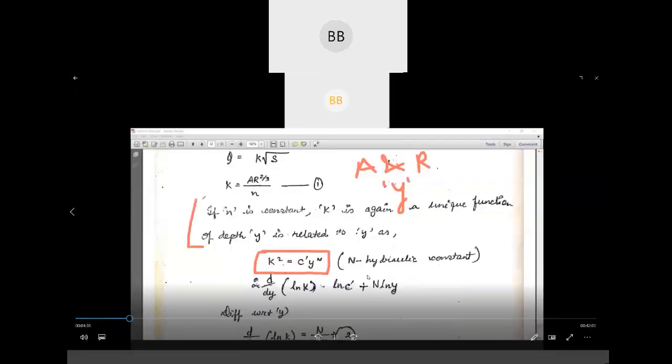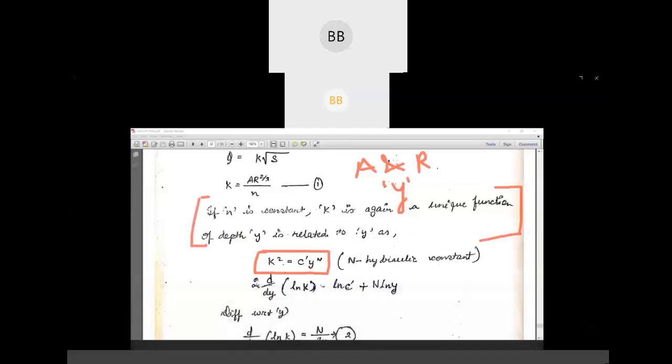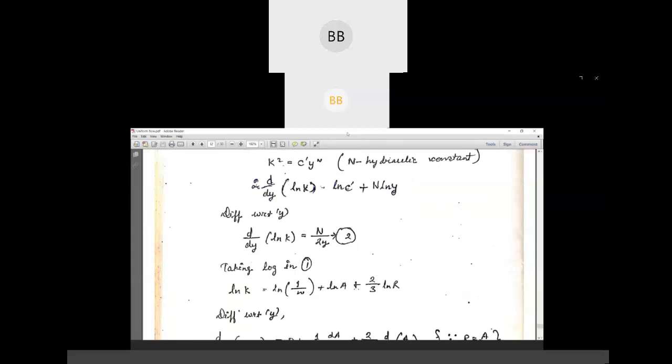So here you can write the same thing what we have written for your Sedgwick's equation, and then you can write this expression, that is K squared equal to C dash y to the power N, where C dash is nothing but your constant and capital N is your hydraulic exponent. See, these things are the same as your Sedgwick's equation.